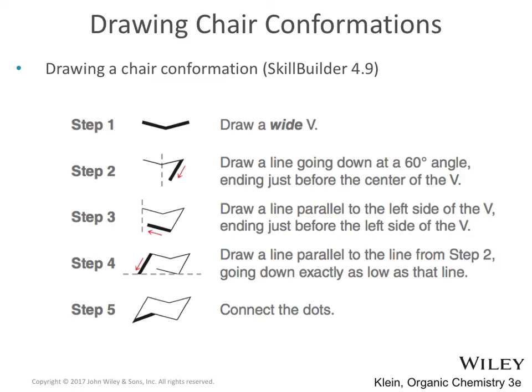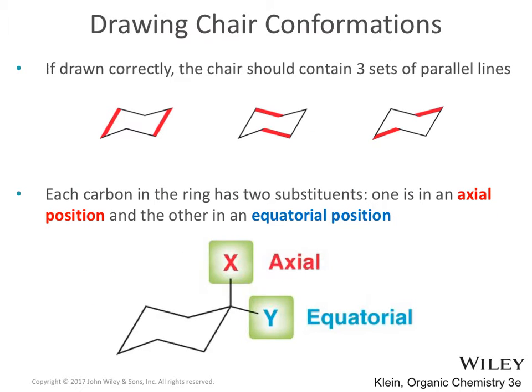In the last video, I introduced how you draw the chair conformation. This is something that will require practice. You should try using these 5 steps to draw your chair. If drawn correctly, the chair should contain 3 sets of parallel lines shown in red. And each carbon of the chair is going to have an axial substituent and an equatorial substituent.